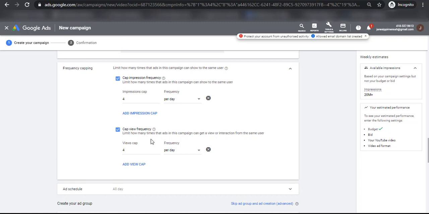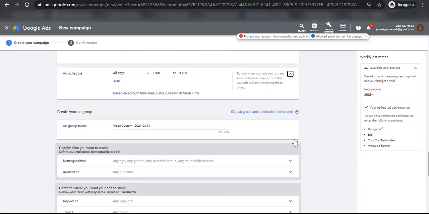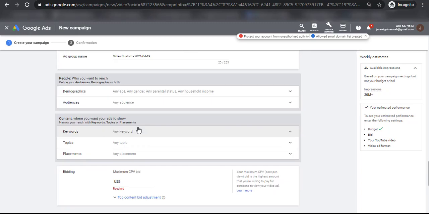Okay, cap frequency. Now, when someone sees your ad and interacts with your ad, so this is supposed to be 2, and the person interacts with your ad, like clicks on learn more or shop now or something on the YouTube ad, and then goes there and sees it again, the person is not going to see it until the next 24 hours. So take note of these frequency tips. Okay, schedule, leave it like that. Ad group, let's not talk about it.